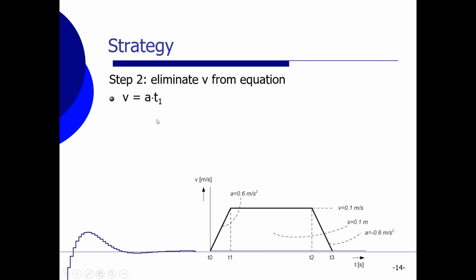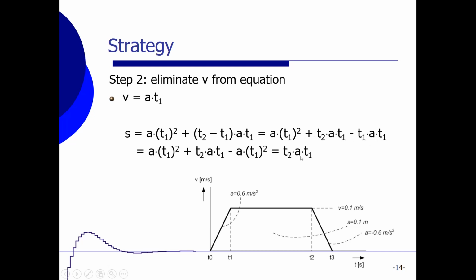We can also say that v is equal to a times t1. So we can eliminate v from the previous equation. And then we get s is a times t1 squared plus (t2 minus t1) times v, and v was equal to a times t1. So it's equal to a times t1 squared plus t2 times a times t1 minus t1 times a times t1. So this is the same expression as that expression. So s is equal to t2 times a times t1.